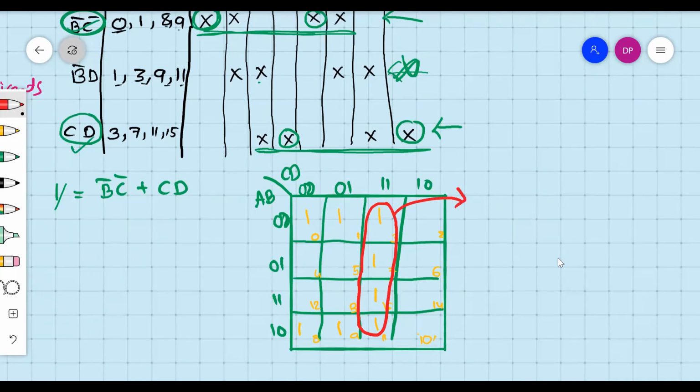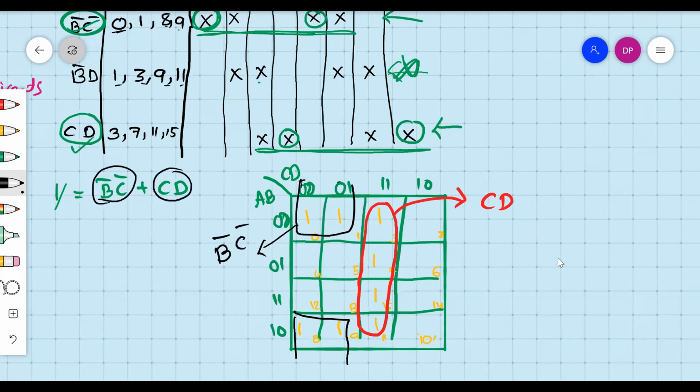This is CD. Then you can make a group of these two. What is its answer? This is B bar and this is C bar. So this is B bar C bar, and this is CD. So from the K-map also we got the same.